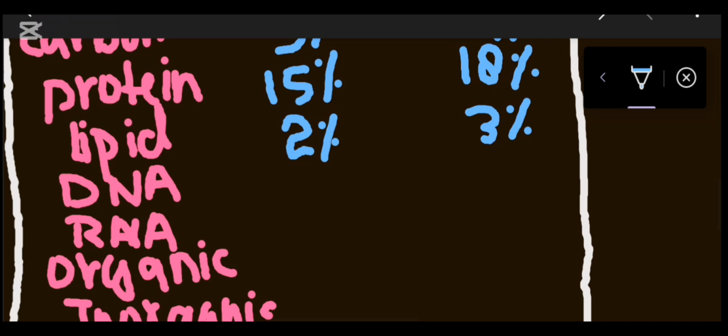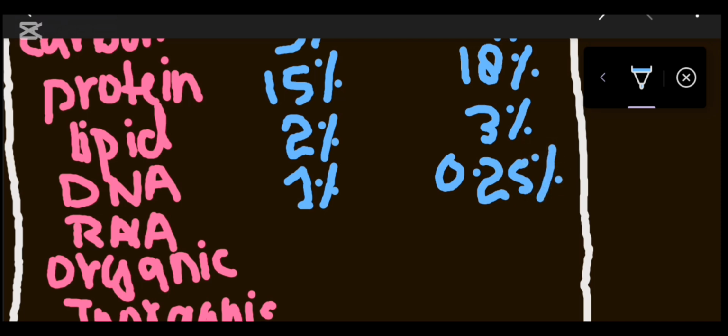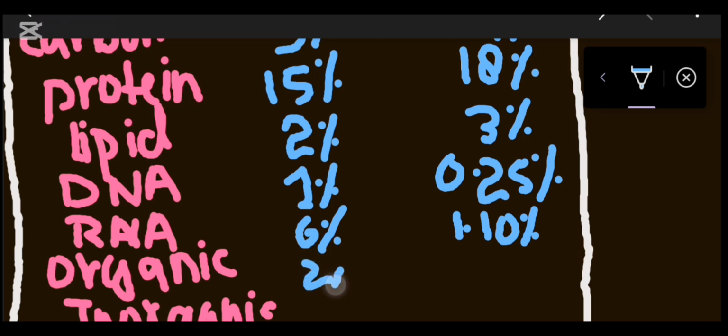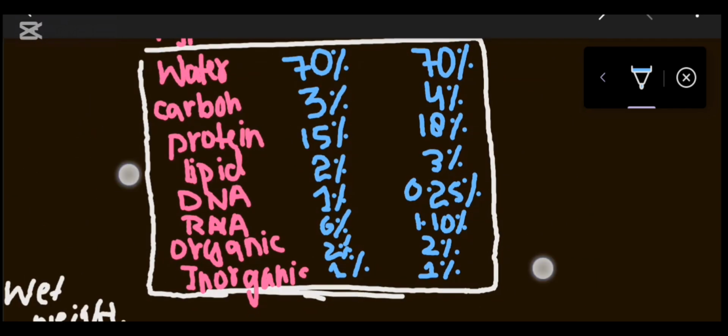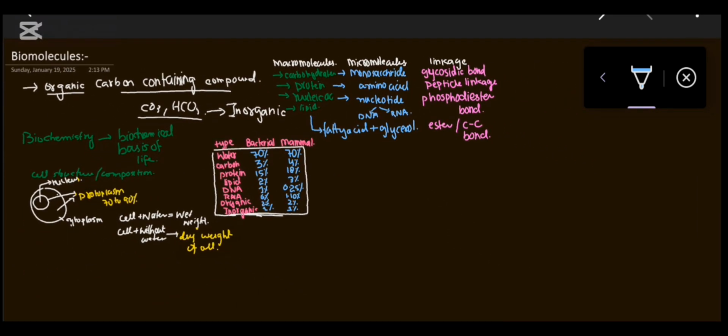Then DNA. In bacteria there is only 1% of DNA present, and as compared to that, mammals have much less, which is 0.25% of DNA. Then RNA. In bacteria we have 6% of RNA, and in mammals 1.10 percent of RNA. Then organic compounds are 2% in bacteria and 2% in mammals. Inorganic is 1% in bacteria and the same 1% in mammals. So this is the table which you have to learn anyhow. This is a very important table.